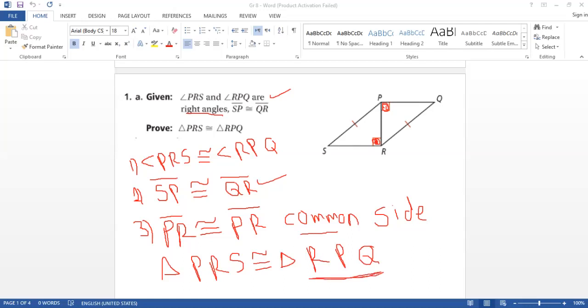Here we can say that PR is congruent to RP, no problem. You can change the letter. PR is like RP. Let's see another exercise.